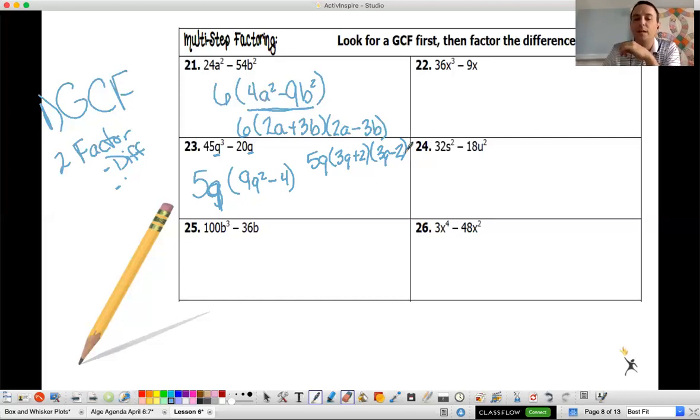And so what I'd like you guys to do is try number 26. Start with the GCF first, and then after that, go to the next step.